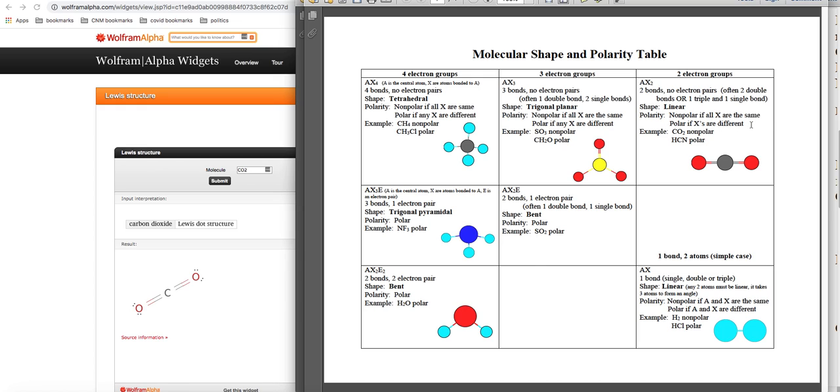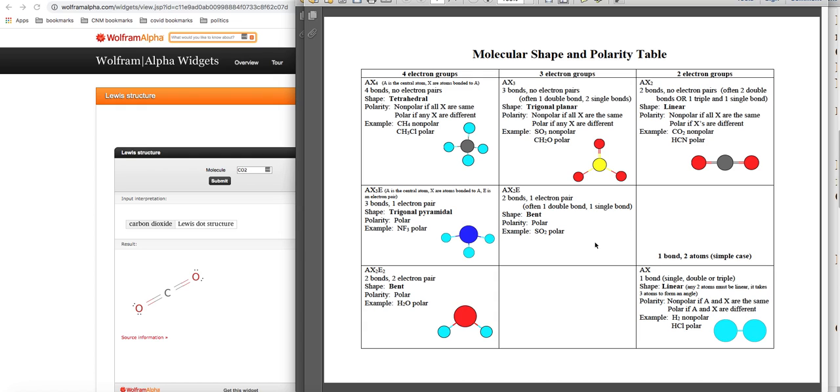It's polar if those 2 are different. Example here of one that would be polar would be a carbon in the middle with an H on one side and an N on the other. If those 2 are different, then it's polar. And how that differs from this one here, and actually this one would be the same shape. I don't know why there's not a drawing there, but you might want to draw in something that looks just like this one right here.